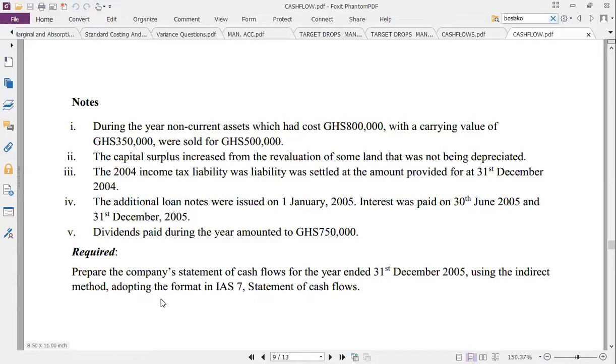Dividend paid during the year amounted to 750,000. That's note 5. Where are you going to treat it? Note 5. Dividend paid amounting to what? 750,000 cedis. Great. So dividend paid will be under what? Financing activity, which is what? Outflow. So put it in brackets. You are done. So that's the end of the footnotes.